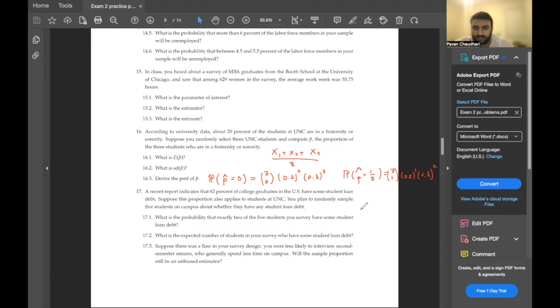Right, and it's going to be similar for 2/3 and also for 1. So for the probability P hat equals 2/3, it's the same thing. And for the probability P hat equals 1, it's the same thing. Okay, so this is the kind of problem that's kind of like binomial.